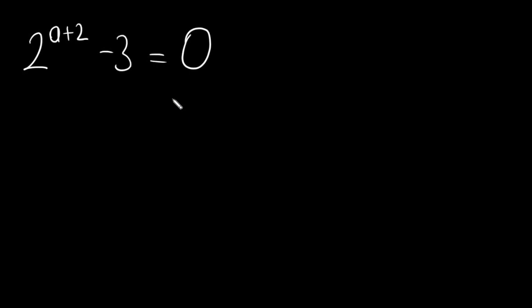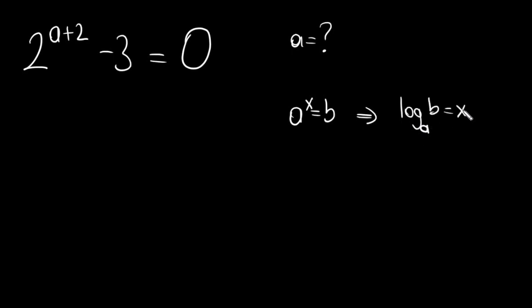Here is another example. 2 to the power of a plus 2 minus 3 is equal to 0. We're going to find the value of a here. So let's write a is equal to the question mark. The information that we're going to use is when a to the power of x is equal to b, then log base a of b is equal to x, right? A to the power of x is equal to b. So I need to get that form. I need to write my equation in this form.